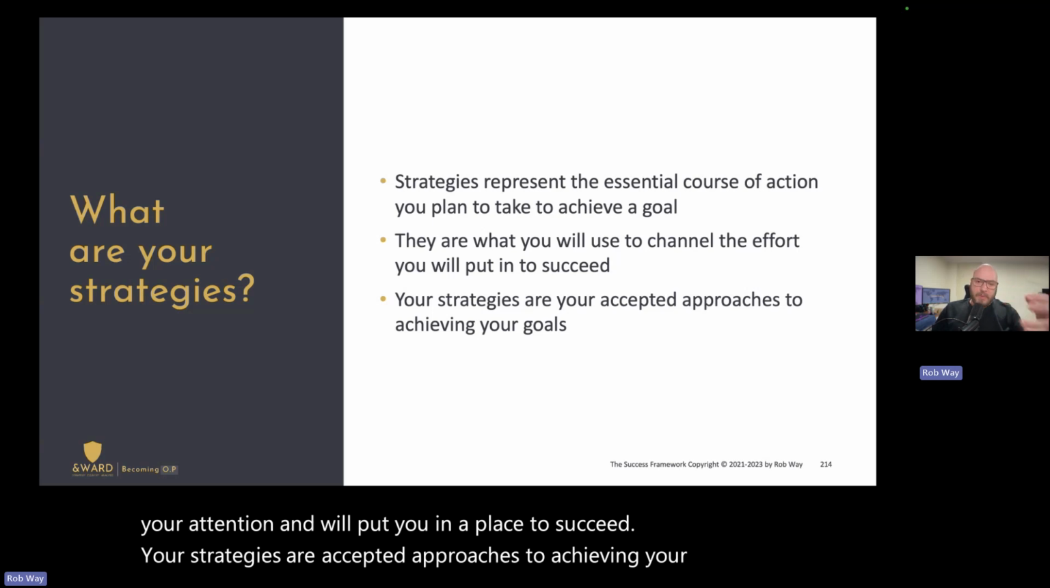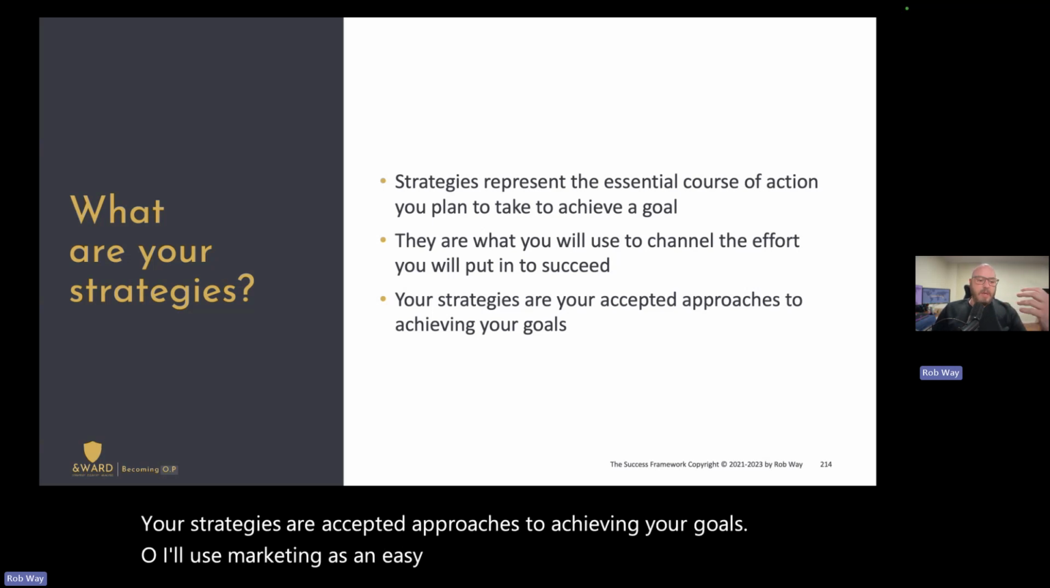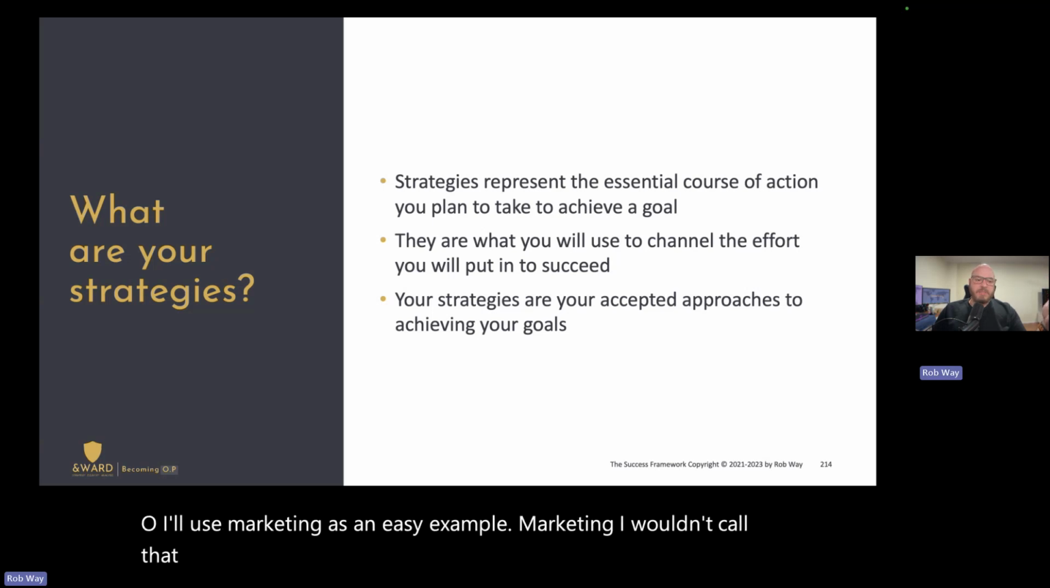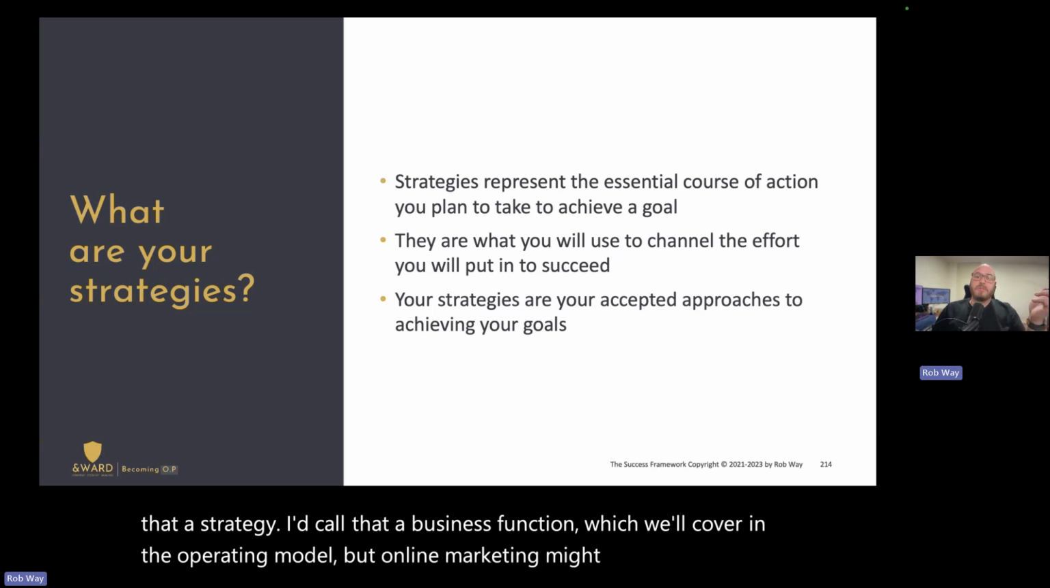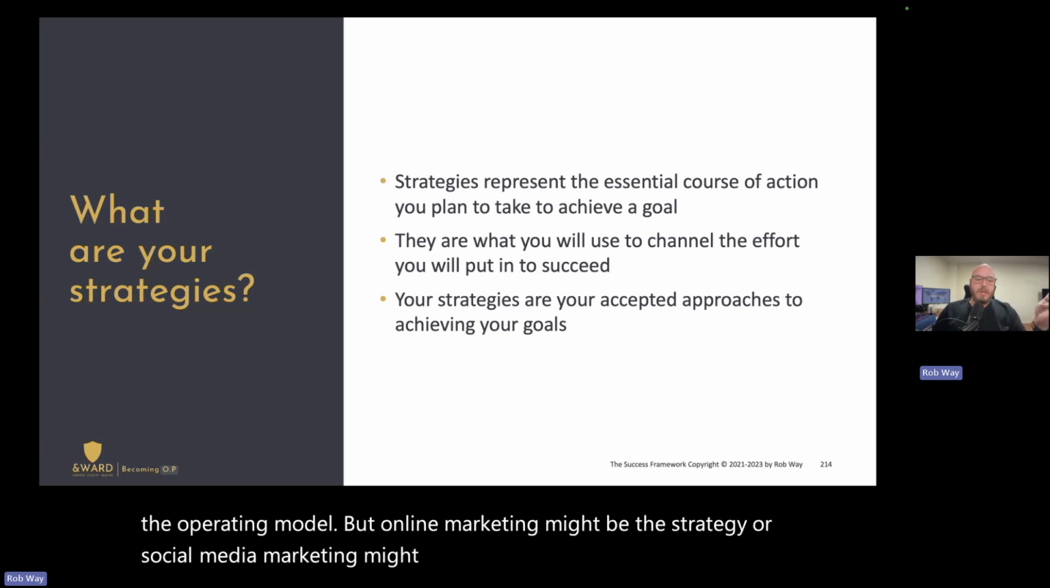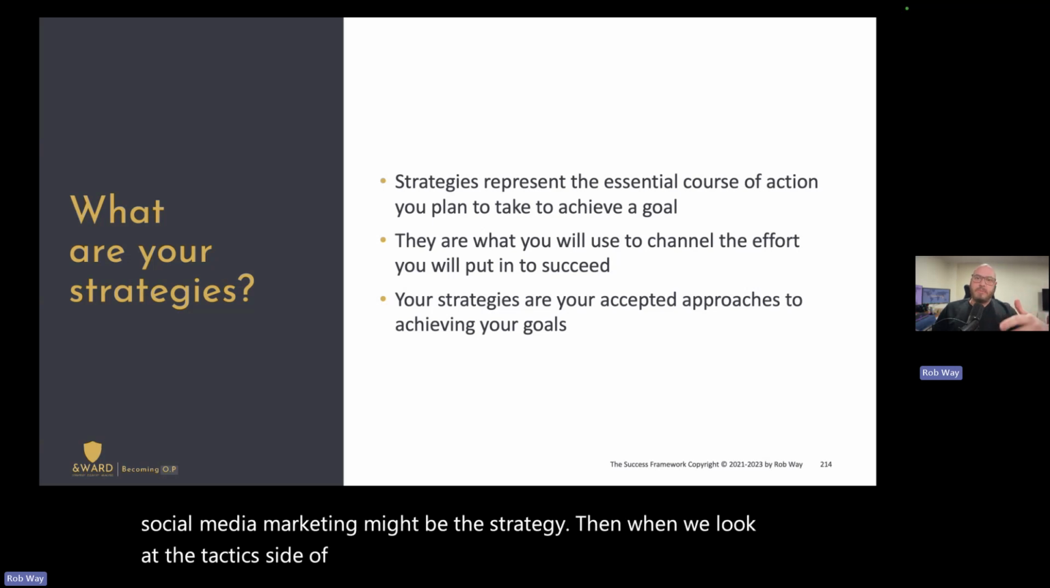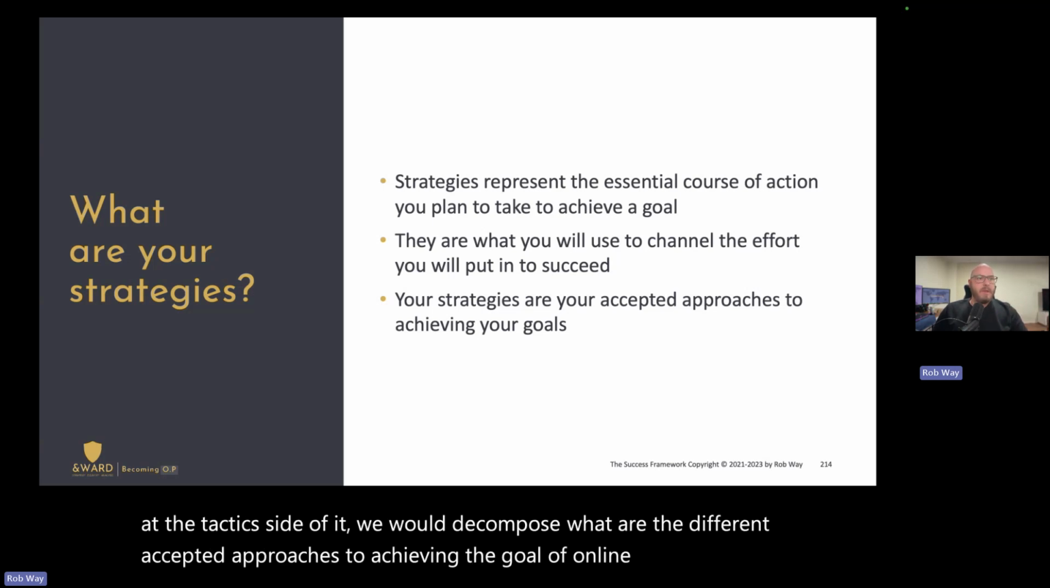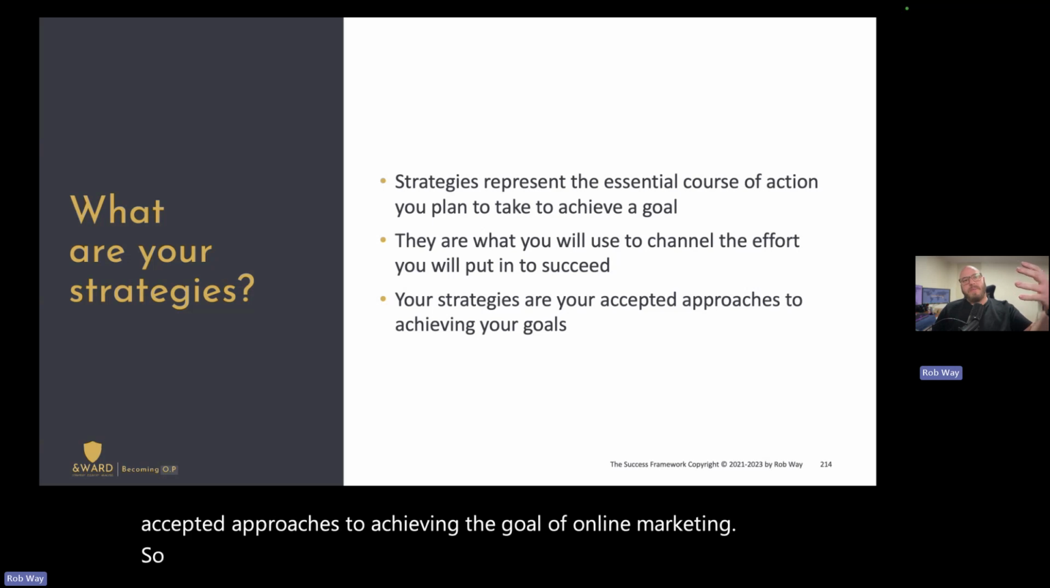So I'll use marketing as an easy example. Marketing, I wouldn't call that a strategy. I'd call that a business function, which we'll cover in the operating model. But online marketing might be the strategy, or social media marketing might be the strategy. Then when we look at the tactics side of it, we would decompose what are the different accepted approaches to achieving the goal of online marketing. So the strategy, online marketing; tactics are the things you do to achieve that.